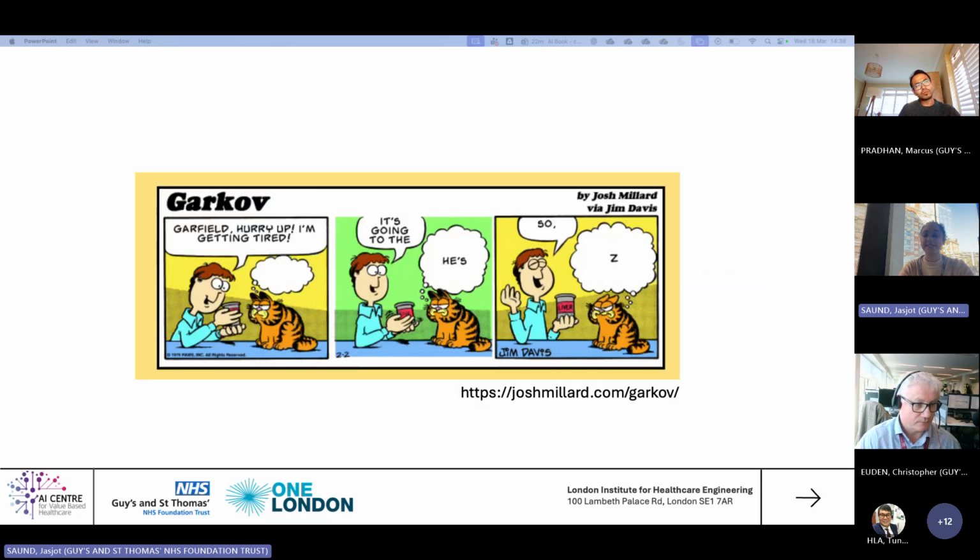That's basically the end. I hope I'm okay with time, but this is Garkov, which is Garfield Markov. Someone's gone and made some comic strips with a Markov model, which basically uses the whole Garfield script and randomly assigns the speech bubbles, which I thought was really funny. But yeah, another use for Markov modeling.